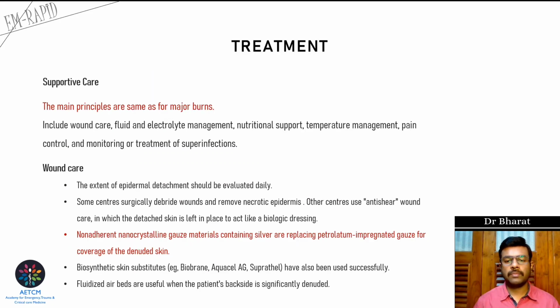Coming to the treatment of SJS/TEN, supportive care is the mainstay of treatment. The main principles are similar to those for major burns, including wound care, fluid and electrolyte management, nutritional support, temperature management, pain control, and monitoring and treatment of superinfections. Regarding wound care, the extent of superficial dermis detachment should be assessed every day. Certain centers surgically remove the necrotic epidermis, and certain centers do not remove it and use the same epidermis over the exposed skin as a biological dressing.